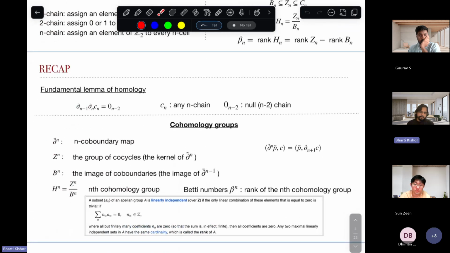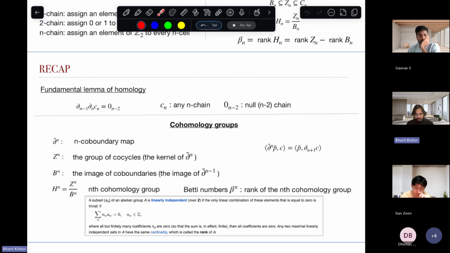And then after talking about homology, we talked about the fundamental lemma of homology, which says that the boundary of a boundary is the null chain. That's how you remember it. And keep in mind, we will use this lemma quite often today.